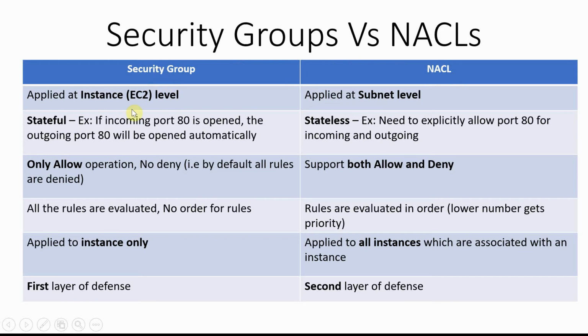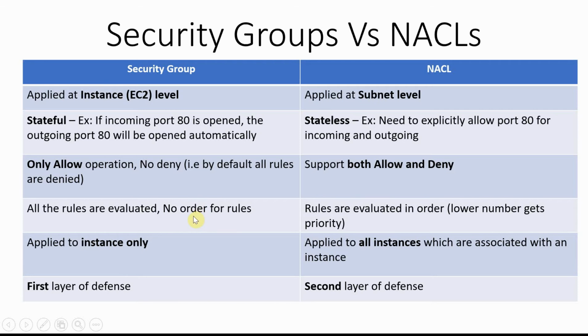Security groups, as we discussed, are at instance level, NACL is at subnet level. Security groups are stateful and NACLs are stateless. Security groups only allow operations, but here you get both allow and deny. In security groups all rules are evaluated, no order. There's no order of rules. If there are 10 rules, there's no order in the rules.